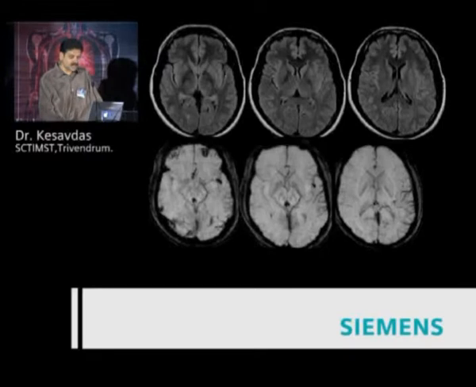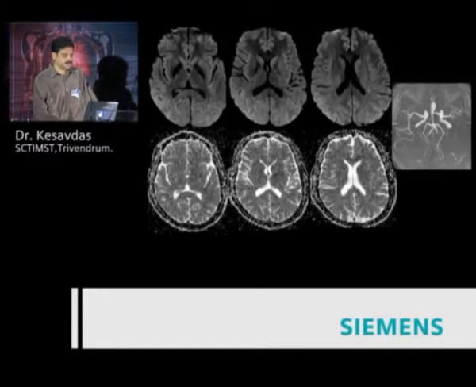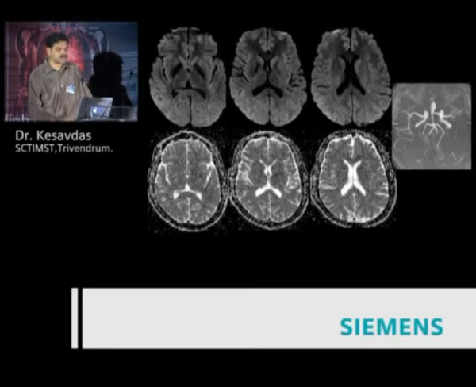Also, you can see in the FLAIR this hyperintensity, that is the hyperintense FLAIR sign. The slow flowing blood produces the hyperintense FLAIR sign. So that is also there. At the same time, we did the diffusion imaging. Any finding here? This is the diffusion. This is the ADC map.